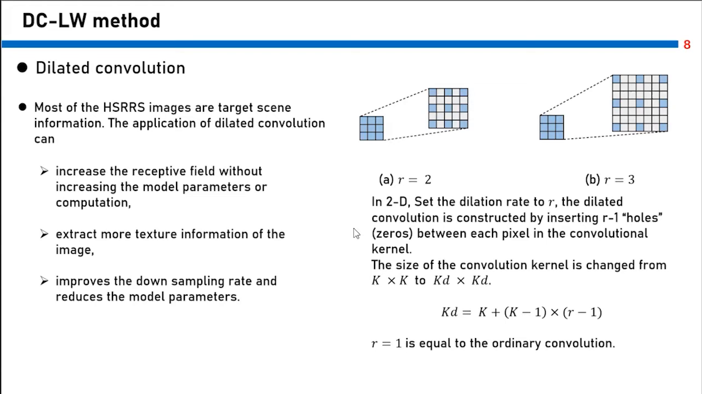In 2D, when we set the dilation rate to R, the dilated convolution can be constructed by inserting R minus 1 zeros between pixels in the convolutional kernel. The size of the convolution kernel is changed from k times k to kd times kd.